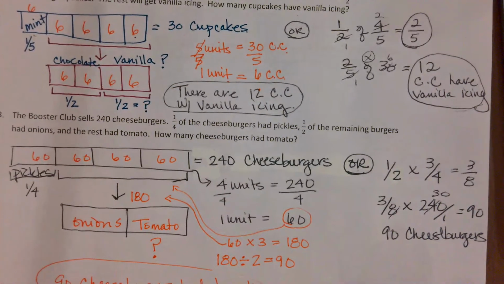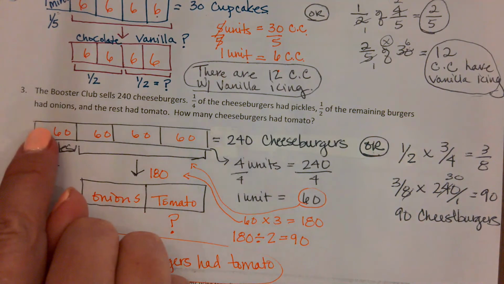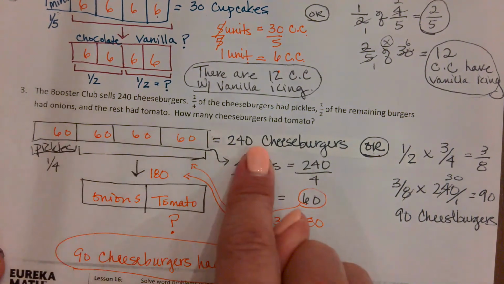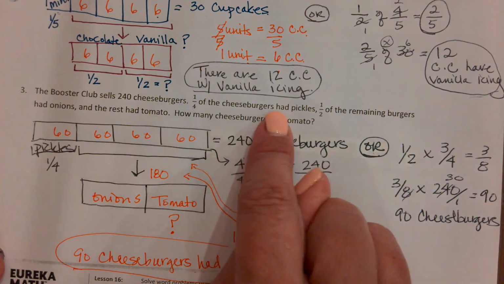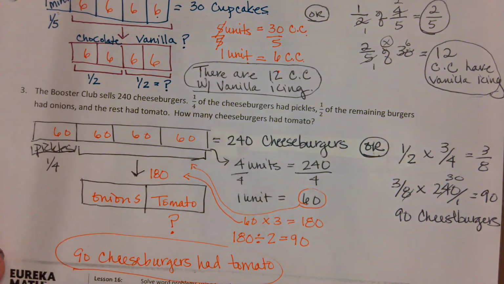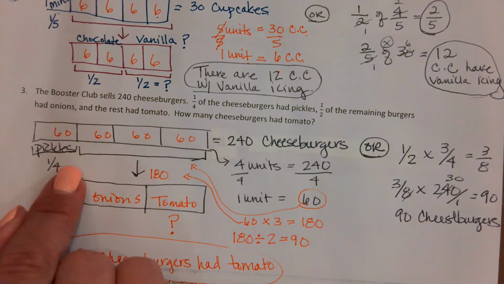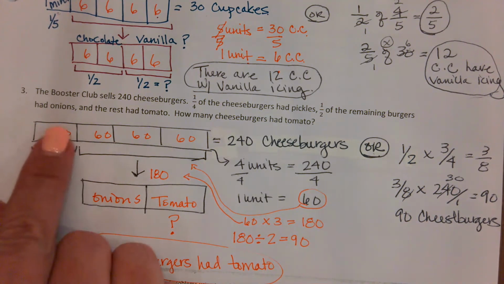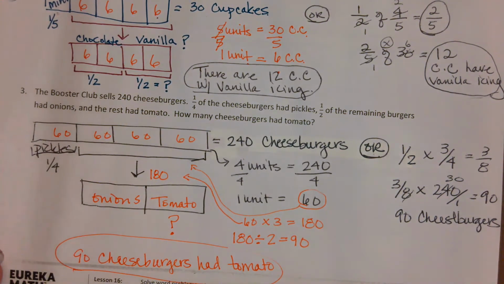All right, how did you do? Okay, so I started off. I drew out my tape diagram. I know that my tape diagram is equal to 240 cheeseburgers. I know 1/4 of the cheeseburgers had pickles. So I am going to divide this total into 4 equal units. And I know 1 unit, 1 of the 4 has pickles, right? I did not have the 60 units yet, right?